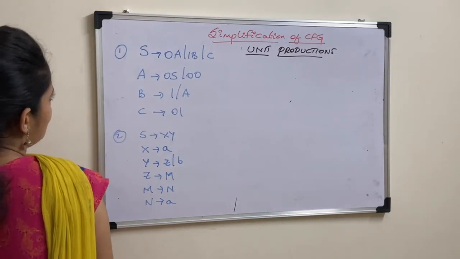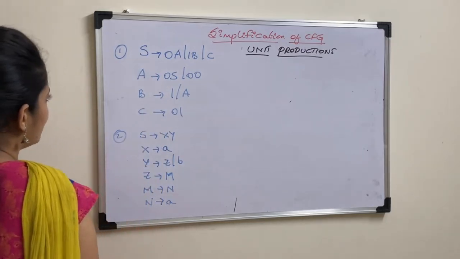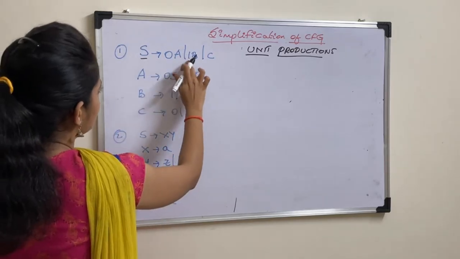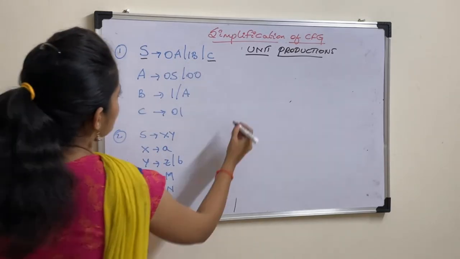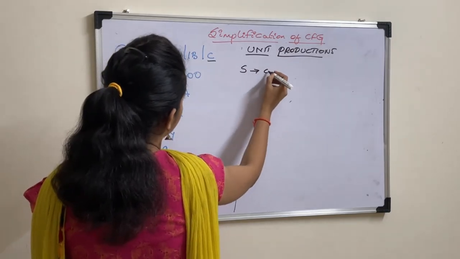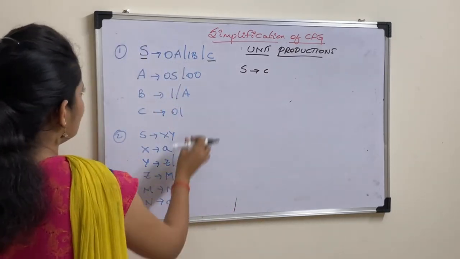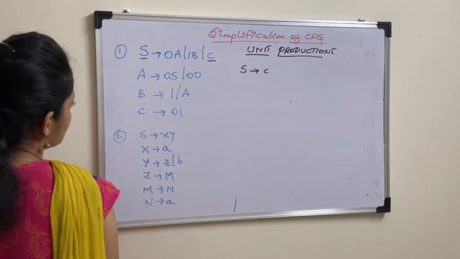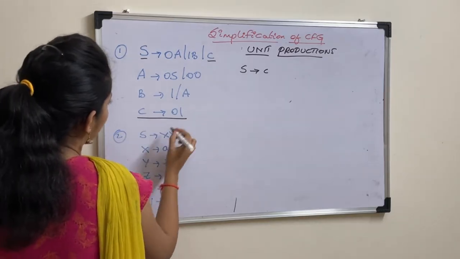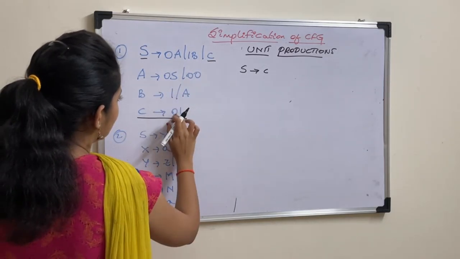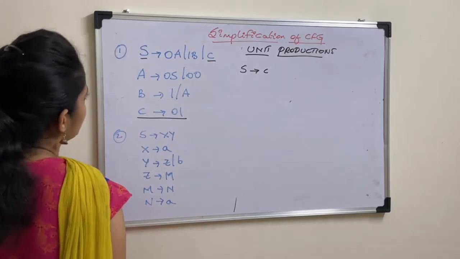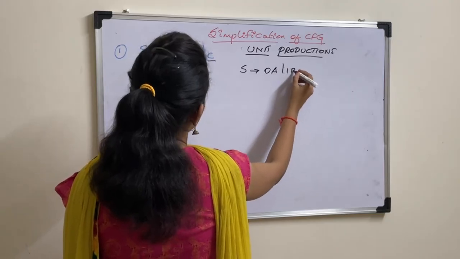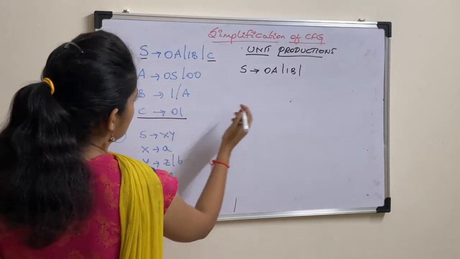So this is the first example. First identify unit productions from this grammar. We have S derives, no issue, and this is the first unit production, S derives C. So what is the procedure? In place of C, you must substitute the terminals generated from that C. C is deriving 0, 1. So in place of C, you need to place 0, 1. The remaining you can write as it is. Only in place of C, place 0, 1.